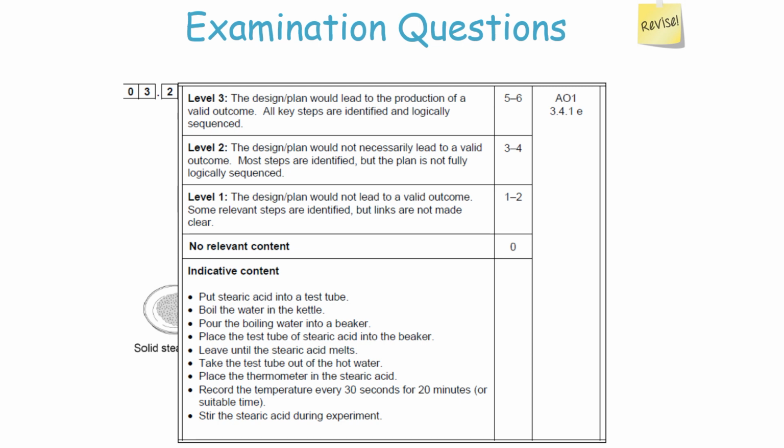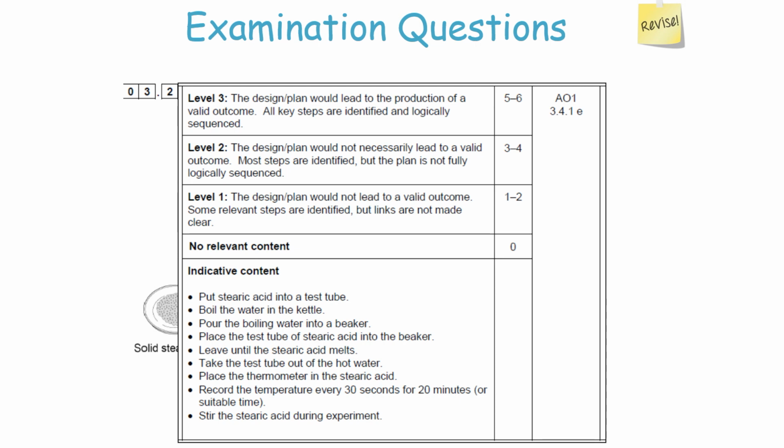So now we'll talk about what we're measuring, the temperature with a thermometer. We would then record the temperature every 30 seconds for about 20 minutes. Now again, what you've done is you've said, I'm going to record it, for what times and for how long. You would say you'd use a stop clock as well to help with this.